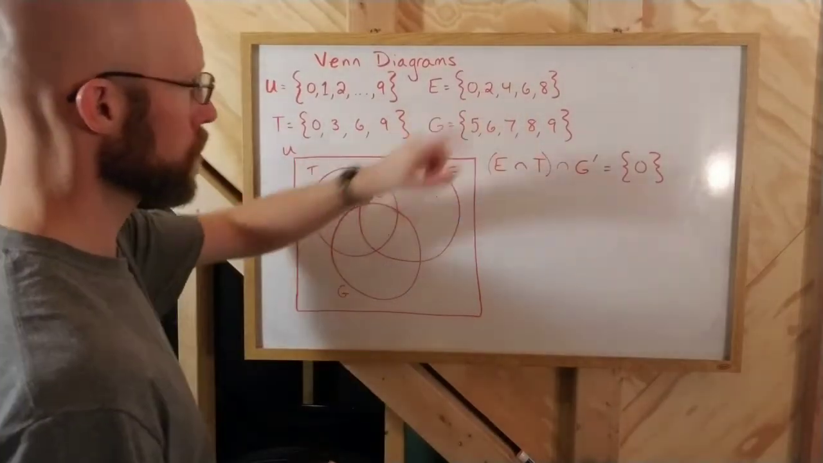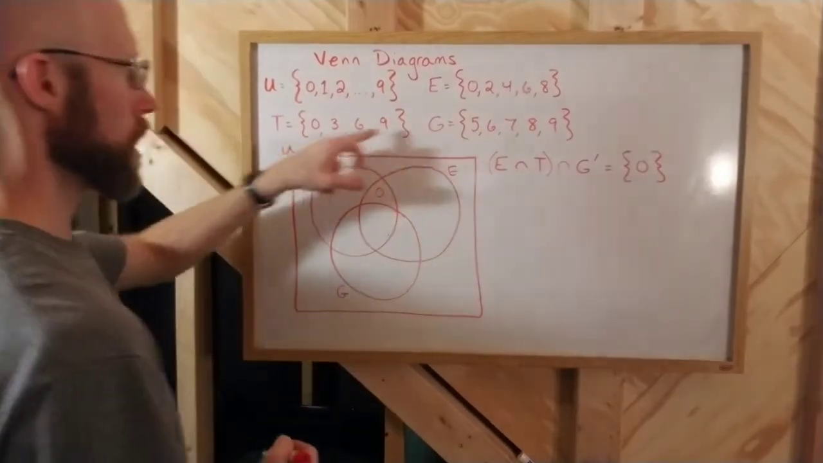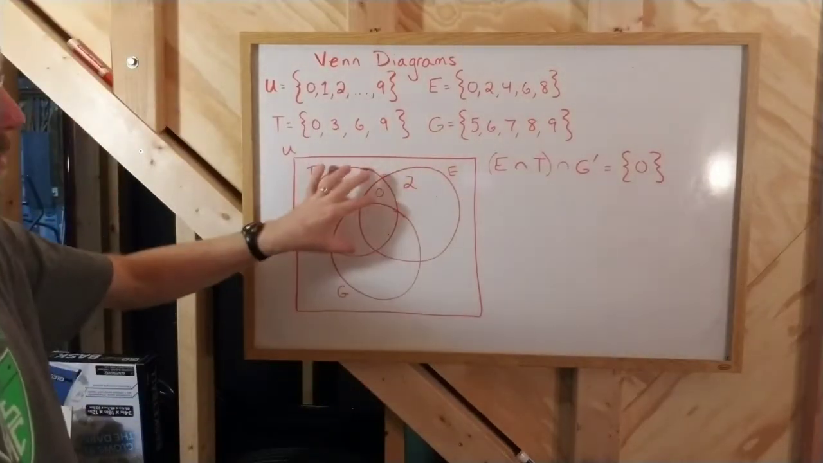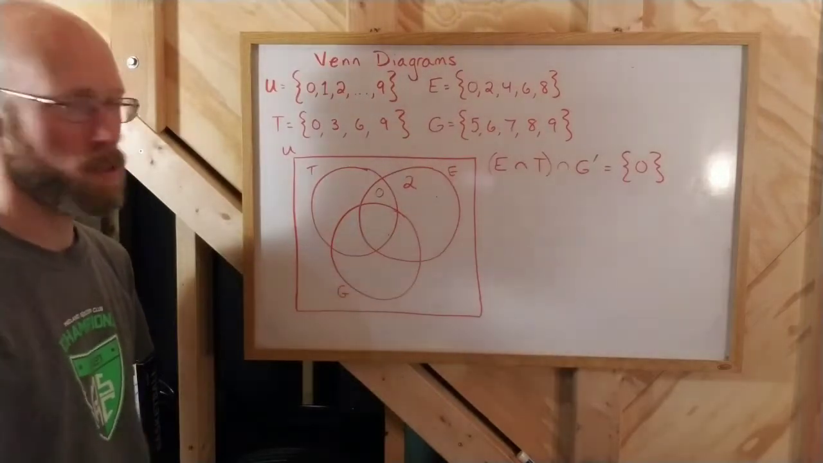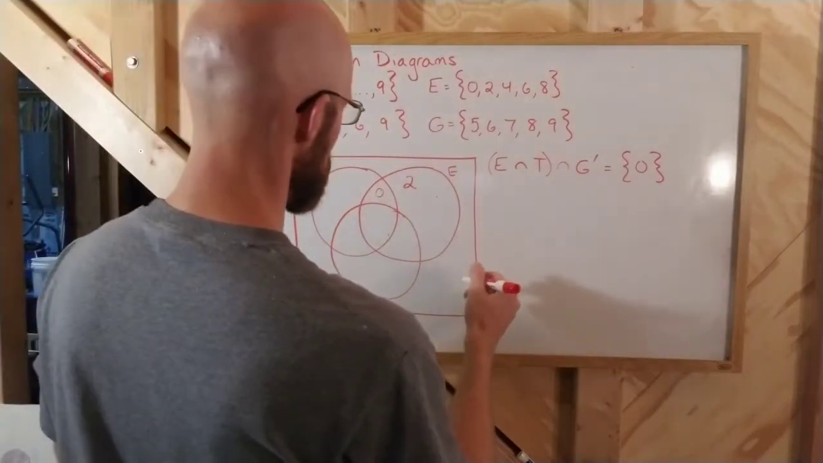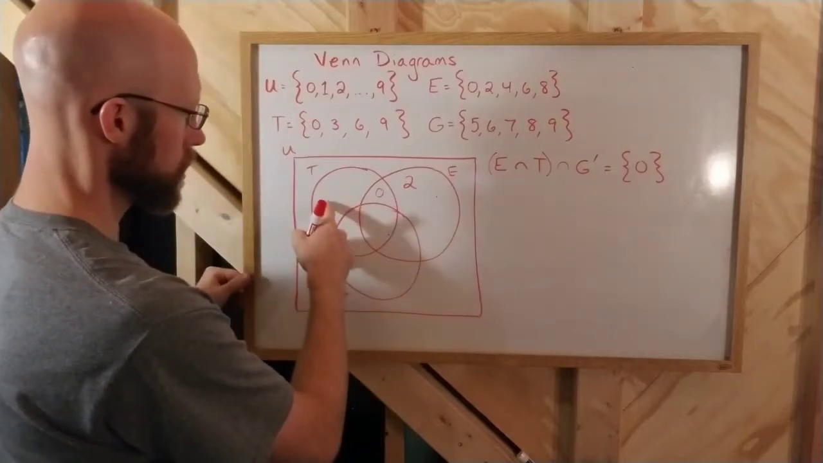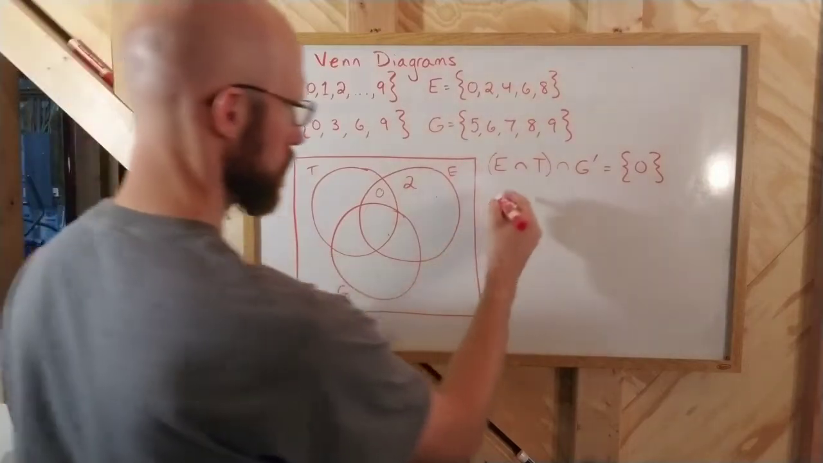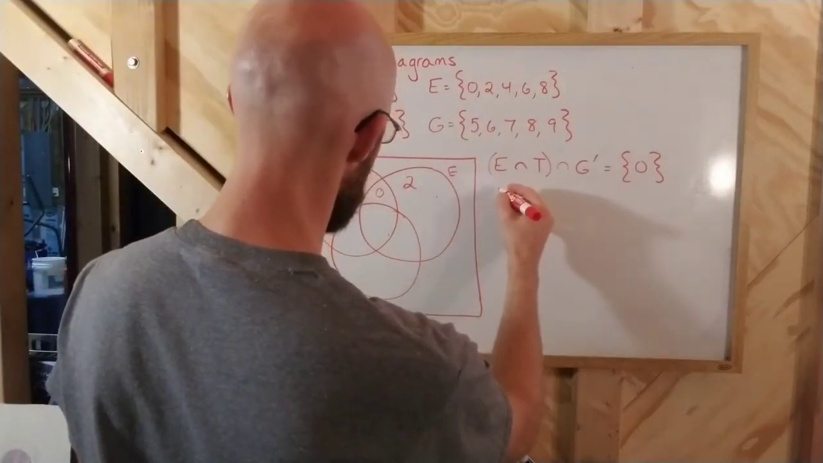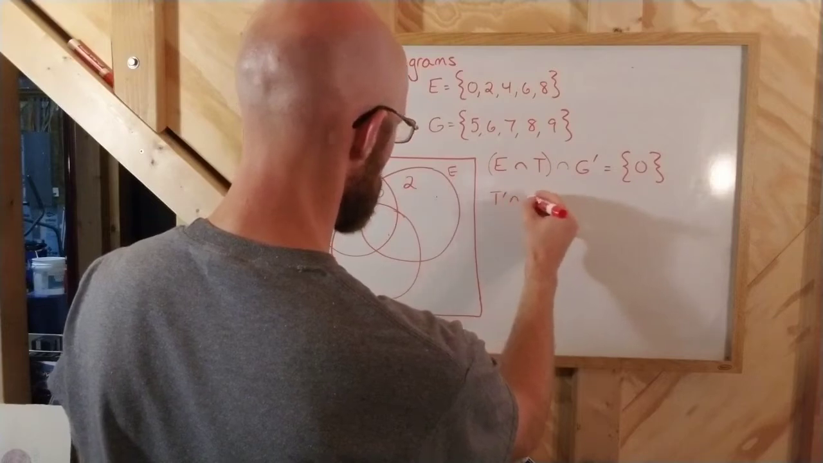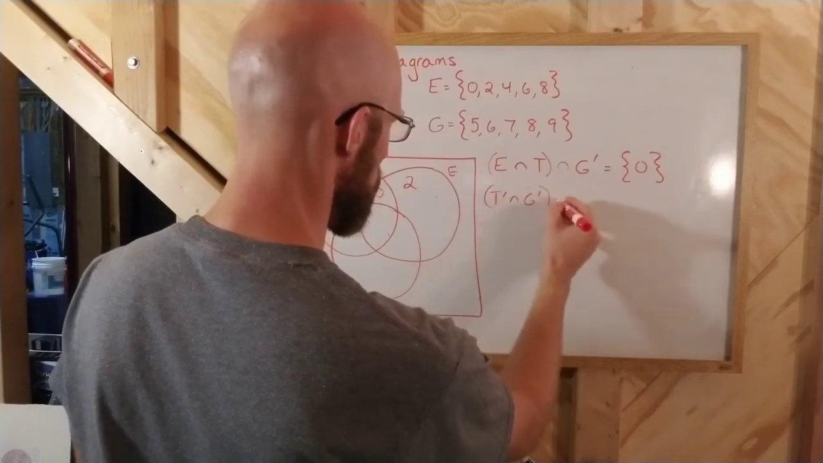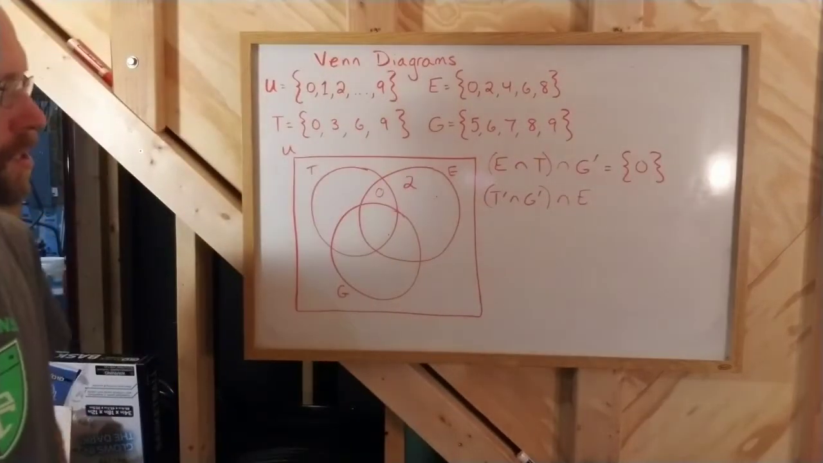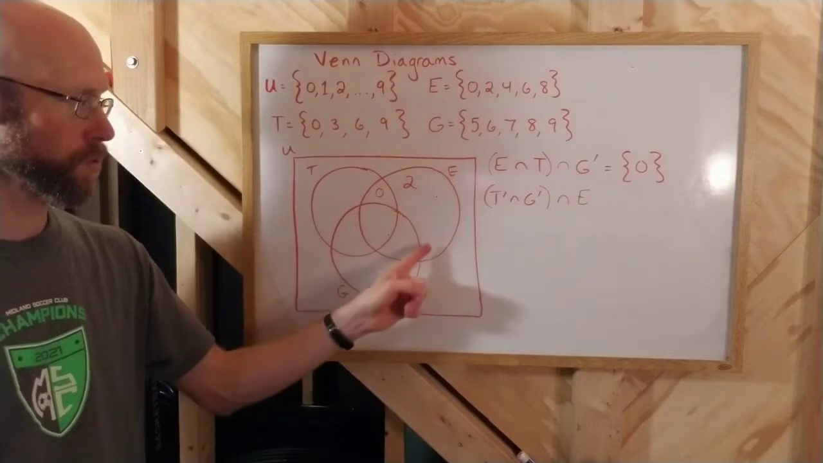All right, let's see what else we can come up with, where else we can put these numbers. The number 2 appears in E, but not in either of the other two. Okay, so 2 is in E, but it's outside of T and outside of G. So that would be, if I were to take the complement of T and the complement of G, right, intersect those. So T complement intersect G complement, and then intersect that with E. That would have the point 2 in it. In fact, that would give me this whole region.